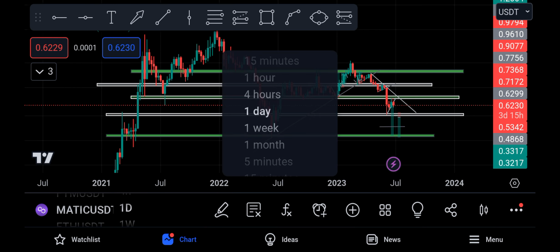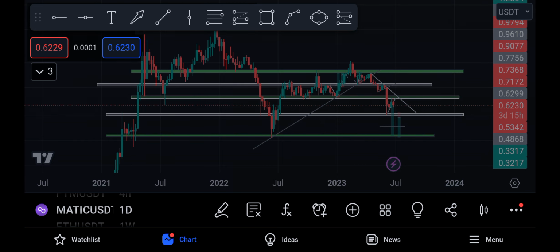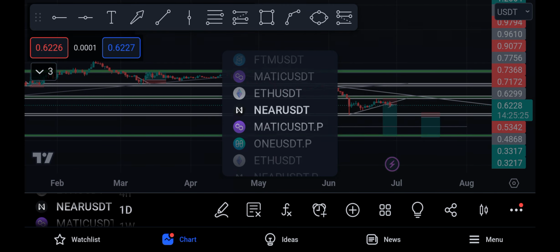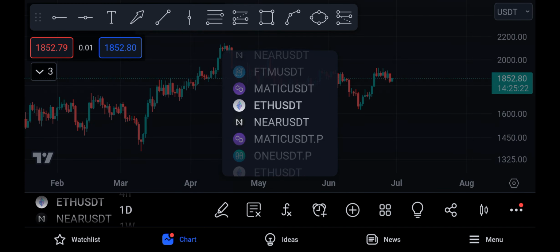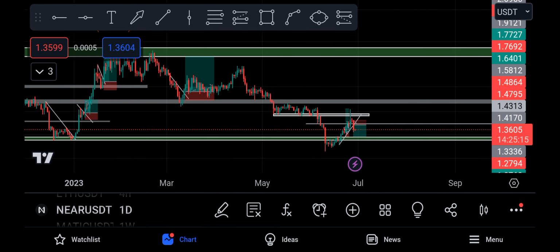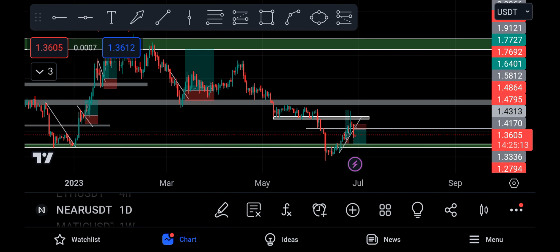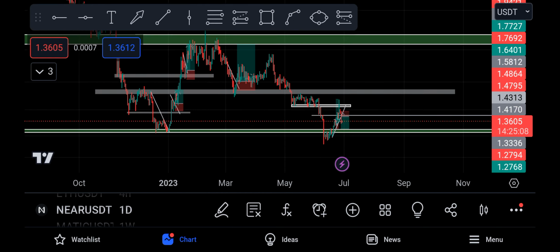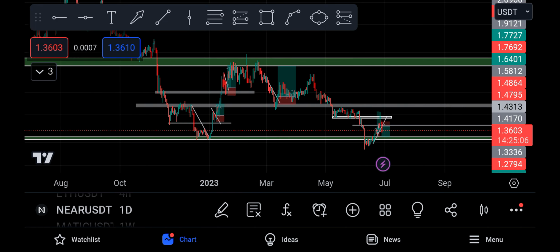So this is my projection for Matic. I don't like trading Ethereum, sometimes it can be very erratic. So for Near Protocol, I did an analysis on Near Protocol yesterday night. This is the daily time frame of Near Protocol.